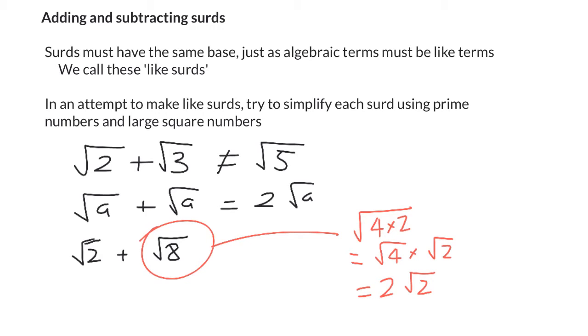And once we've simplified that, this expression is equal to root 2 plus 2 root 2, which is I've got one lot of root 2 plus another 2 lots of root 2. That's 3 lots of root 2. So that's the type of thing we're going to be dealing with here.